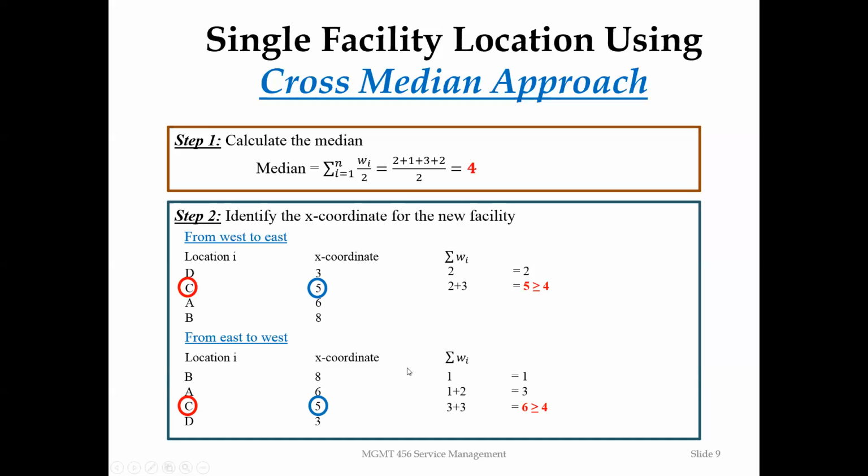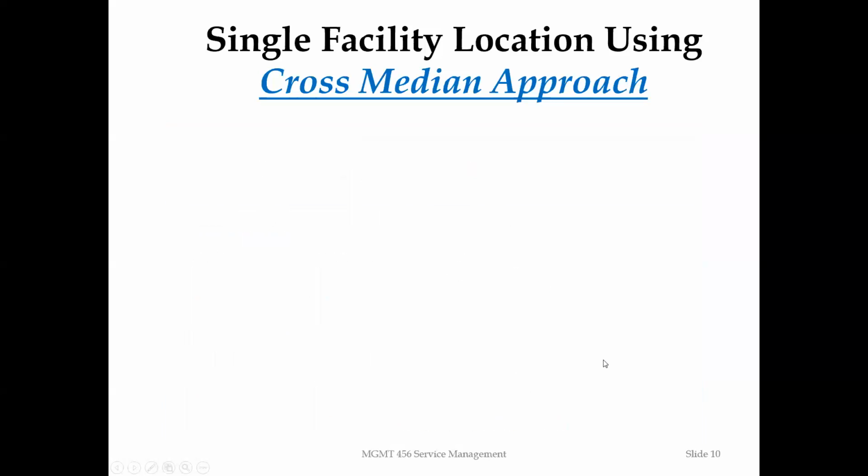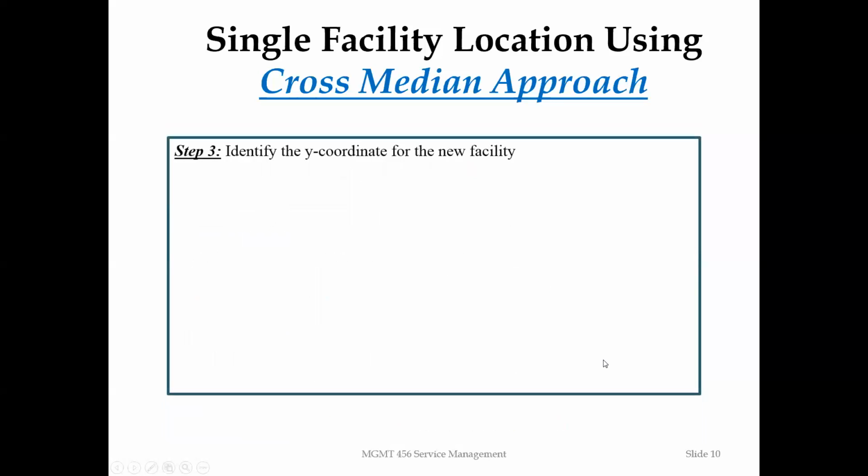Okay, so 5. So that means we can make a conclusion. The x coordinate should be 5, should be equal to the location marked in 2 different directions, C, which is 5. So now we know the x coordinate for the new facility. Now we move to step 3. We try to apply a similar procedure to identify the y coordinate for the new facility. So what is the y coordinate for the new facility?